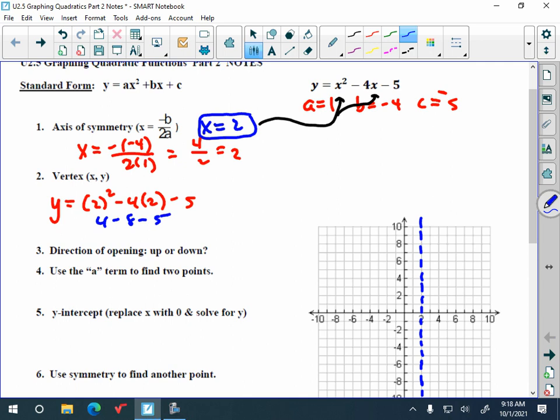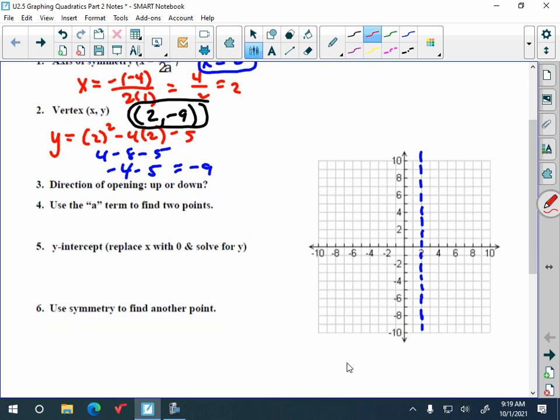4 minus 8 is -4. -4 minus 5 is -9. So the y value is -9. We're going to write our answer again as an ordered pair because it's a vertex. So the answer would be (2, -9). All right, so then on our axis of symmetry line, we're going to put a dot at (2, -9). It's down here.